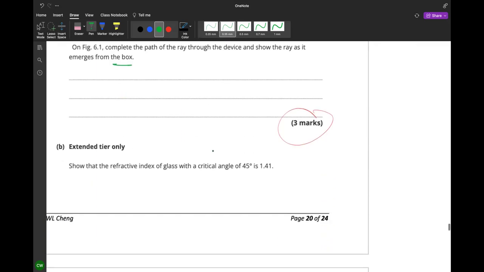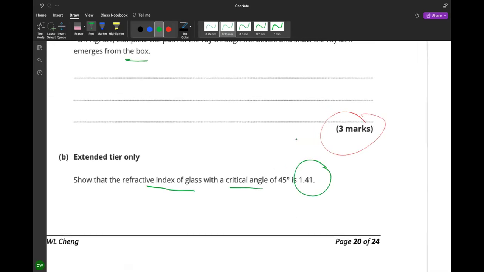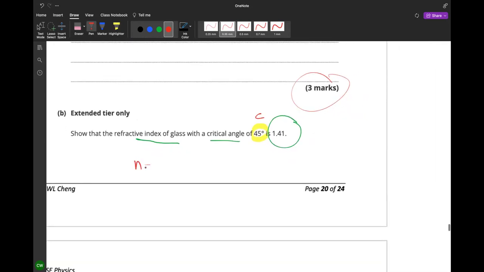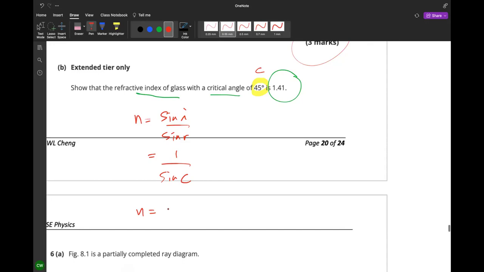Okay, finished already. Show that the refractive index of this critical angle is this number. So this is the C value. Refractive index, the first formula is sin i over sin r. The second formula is 1 over sin C. And the third formula is c over v.